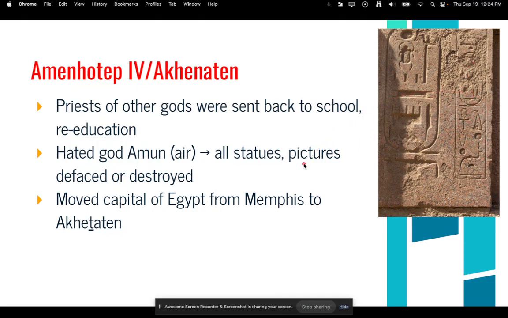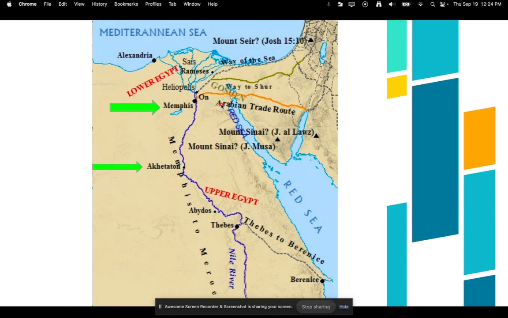He also moved the capital of Egypt from the city of Memphis to a new city called Akhenaten. I know, it's really confusing because it's like the exact same spelling as his actual name, except instead of an N, there's a T. Yeah, this dude was pretty insane. So here is the city of Memphis, and he moved the capital from Memphis to Akhenaten, which was the city right down here.